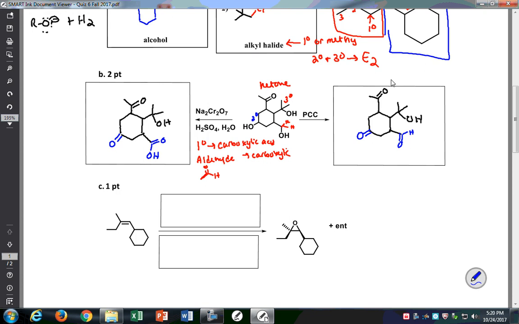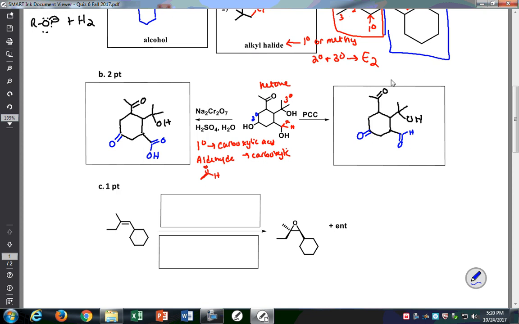So for a secondary alcohol, once you form the ketone, you don't have a hydrogen, so you cannot have further oxidation with these oxidation agents. These oxidation agents cannot further oxidize, so you just get rid of the hydrogen and put a double bond there. And go back and look at the mechanism in your notes.